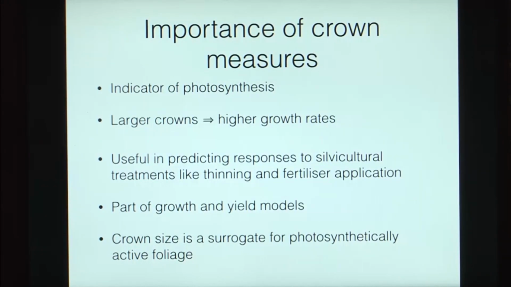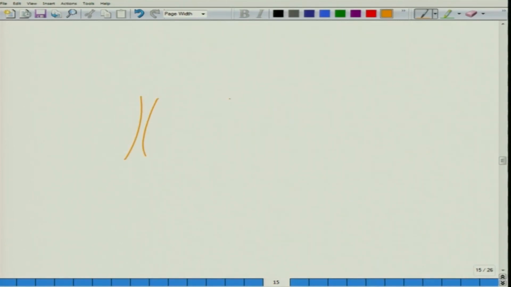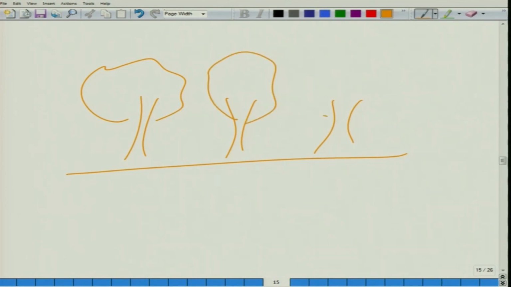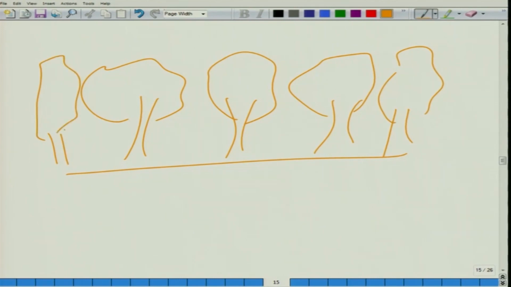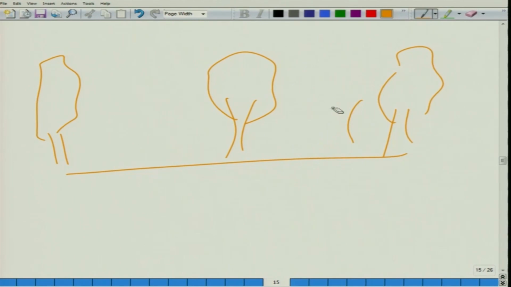So, in the case of thinning, what we do is we take a stand. So, this stand is getting crowded. So, what we will do is we will remove a few trees. So, when we remove those trees, now these trees are having less competition, and so they will be able to get more sunlight, more nutrients, more resources, and so they will be able to put on a greater amount of growth.